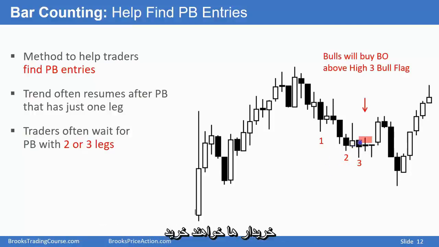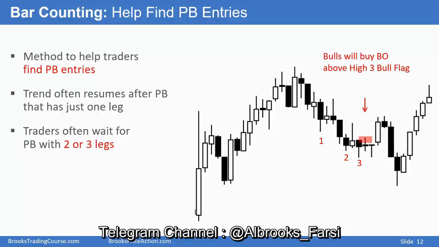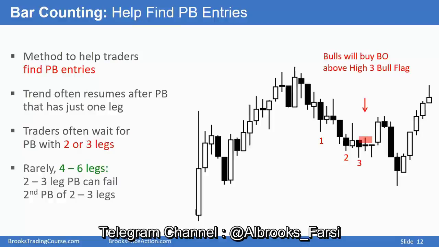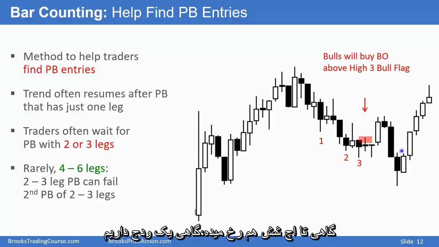And bulls will buy all of these. They'll buy the high 1, they'll buy the high 2, not so good, bear bar. They'll buy the high 3, not so good, bear bar. They may wait for a micro double bottom here and buy. Rarely you'll get a high 4. Sometimes you'll get as much as a high 6.